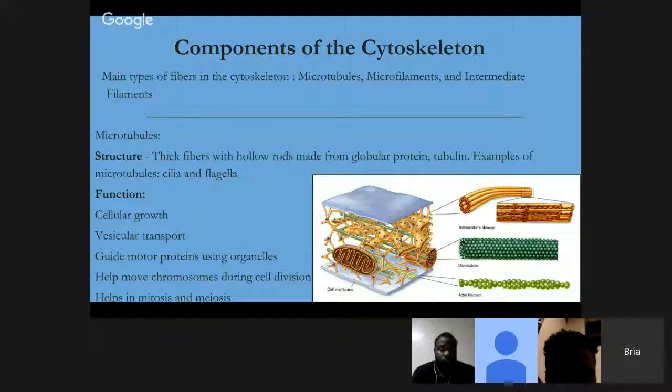They function in cellular growth and vesicular transport. As I said, they guide motor proteins using organelles and help move chromosomes in mitosis and meiosis.